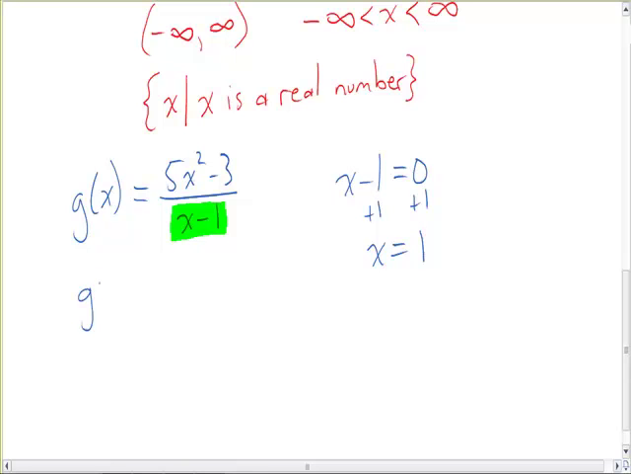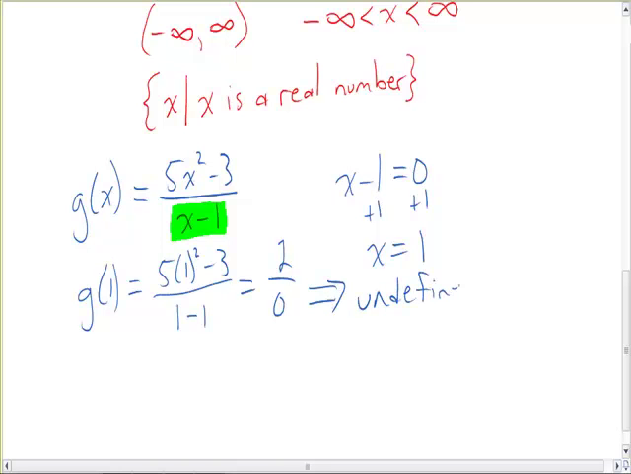So what happens to this function if I plug in 1? Well, let's see. G of 1 is equal to 5 times 1 squared minus 3 over 1 minus 1. What does this give me? Well, this gives me 2 on top and 0 on the bottom. And what is 2 divided by 0? Remember, that is undefined. We cannot divide anything by 0. I'll put some exclamation points on it to make sure we know it's important. So we have a 0 on the bottom of the fraction. It's undefined. That tells me x equals 1 is not in the domain. So x cannot be 1.